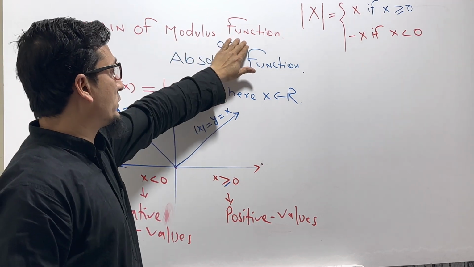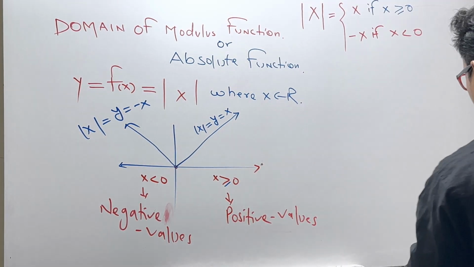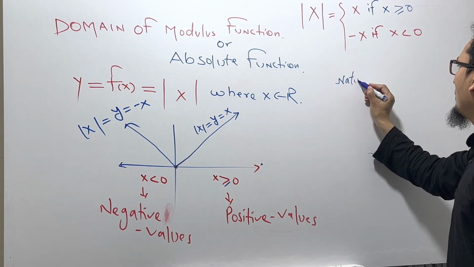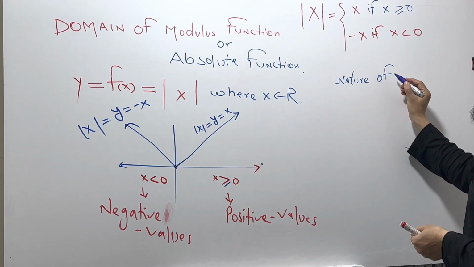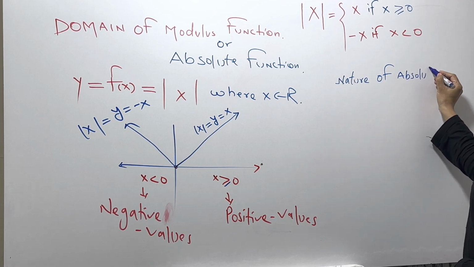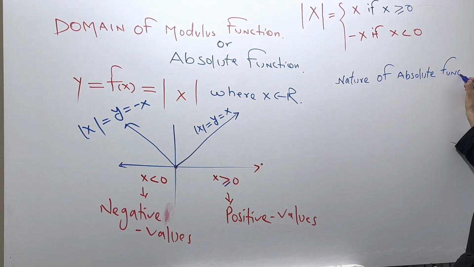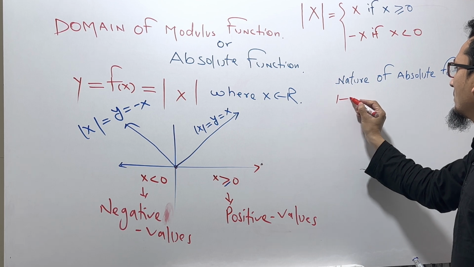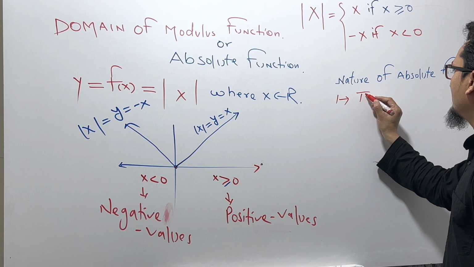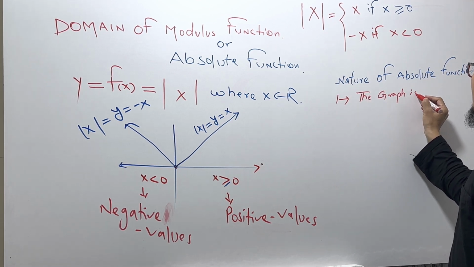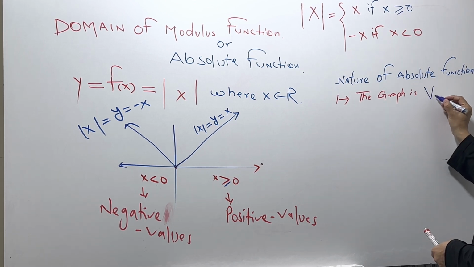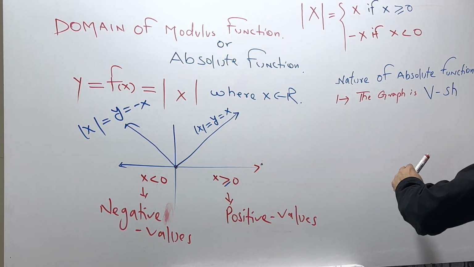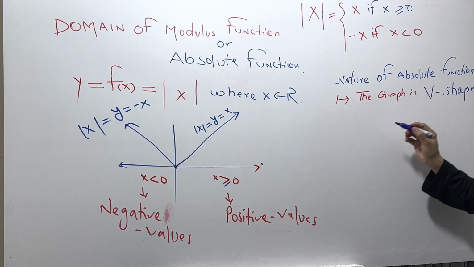Number one, the nature of the modulus function, or absolute function: the graph is V shape. You will find V shape, okay? I'm not talking about any reflection, I'm just talking about mod of x, or any transformation such as horizontal translation to the right or left side, or vertical translation, right? V shape.